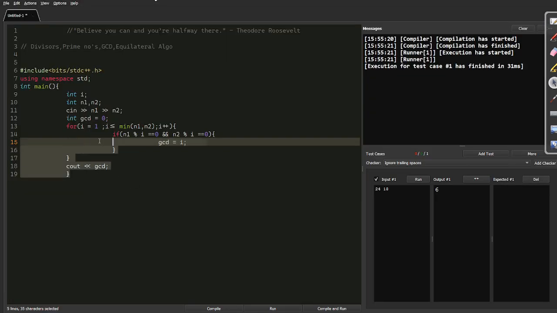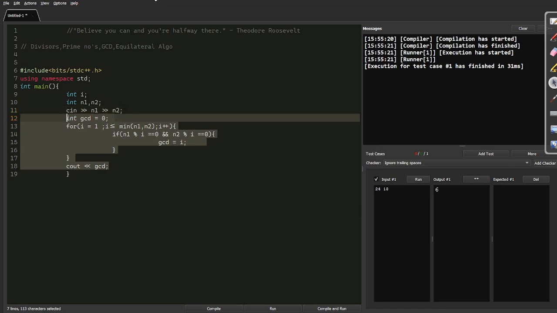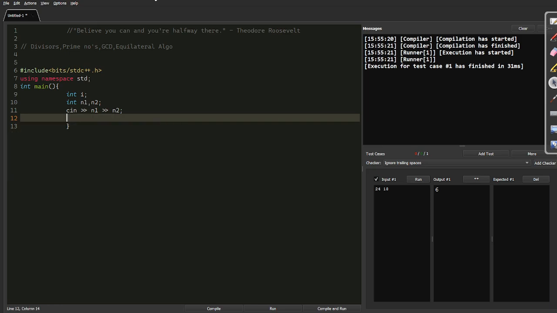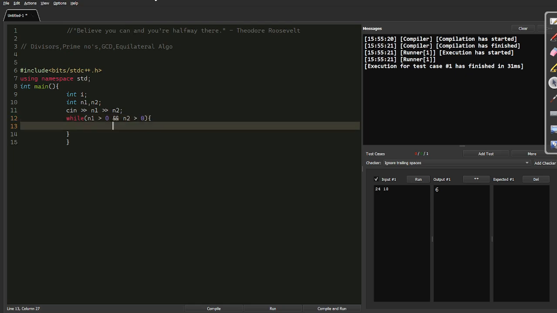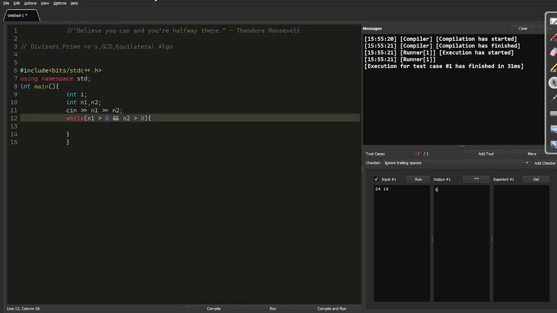So I changed this code a bit. I'll change it from here. While n1 should be greater than 0 and n2 should be greater than 0. These both should be greater than 0, or you can say not equal to 0. While n1 is not equal to 0 and n2 is also not equal to 0.